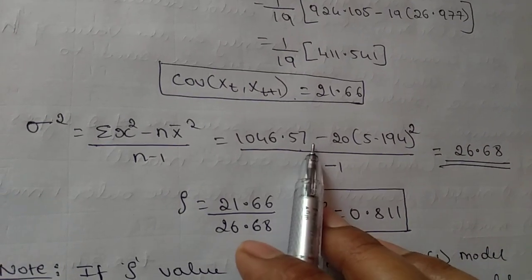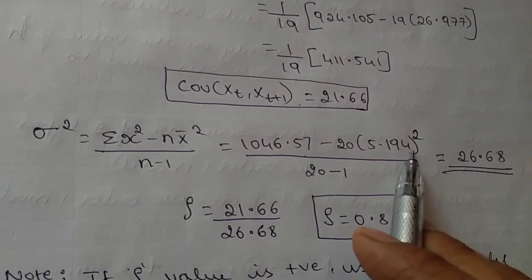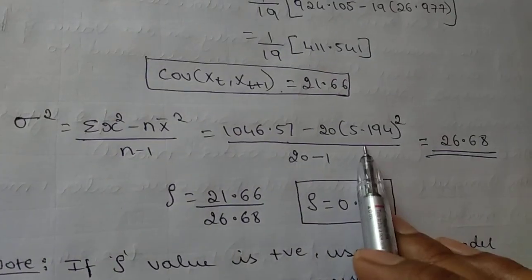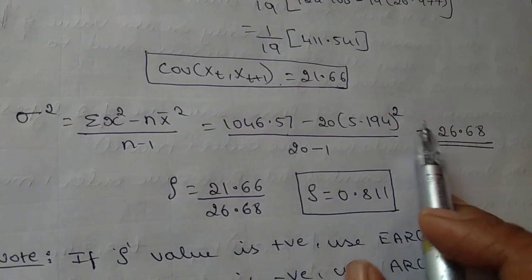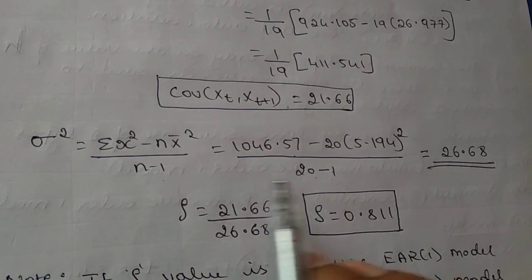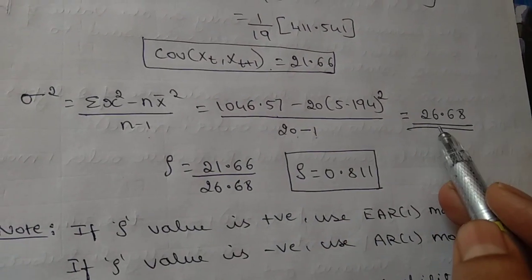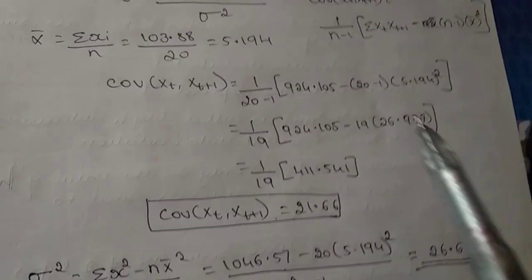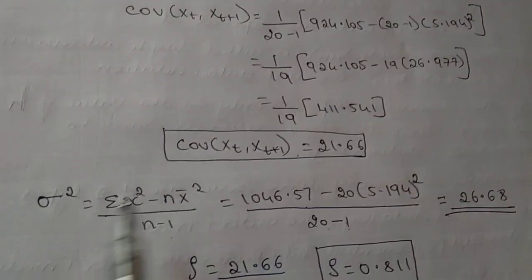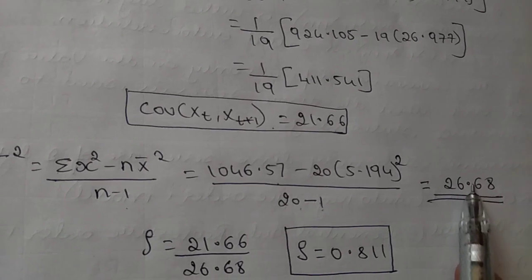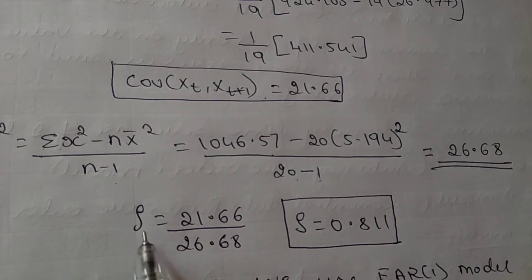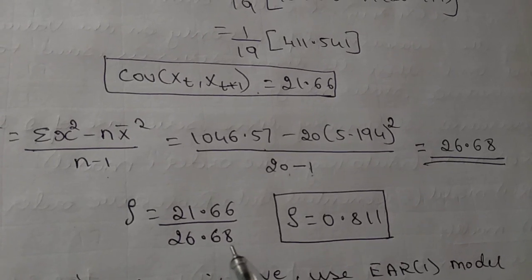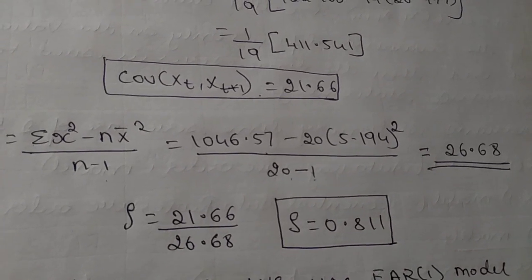For that, I'll get the sum as 1046.57 minus n, which is 20, times x bar whole square. X bar we have already calculated as 5.194. So 5.194 whole square, divided by n minus 1, that is 20 minus 1. You'll get the value as 26.68. Now we have the covariance value and the sigma square value. Now it is very easy to find the autocorrelation rho. That is 21.66 divided by 26.68. Rho is equal to 0.811.